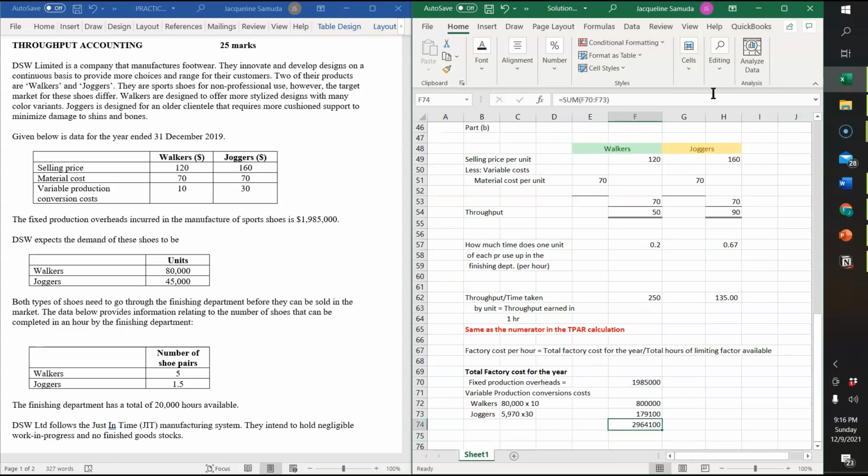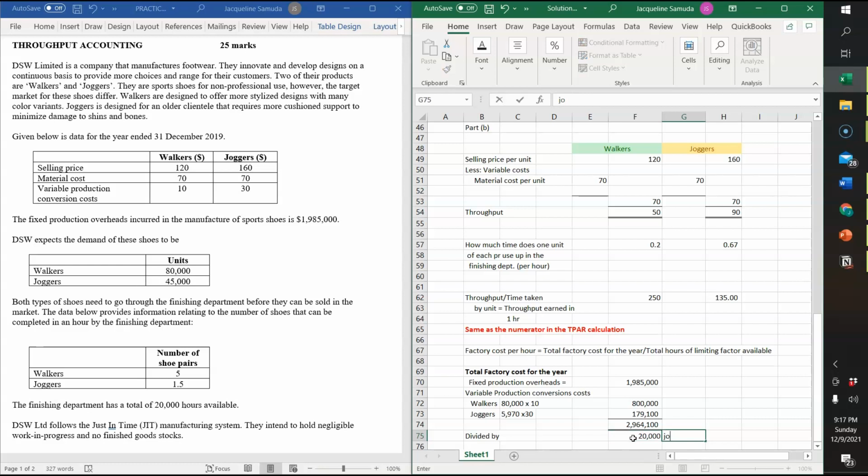Okay. No, we want the factory cost per hour. So this is the total factory cost for the year, $2,964,100. But we want to work out the factory cost per hour. Per hour of what? Per hour of limiting factor. So what we need to do is to divide this figure that we now have by the 20,000 hours.